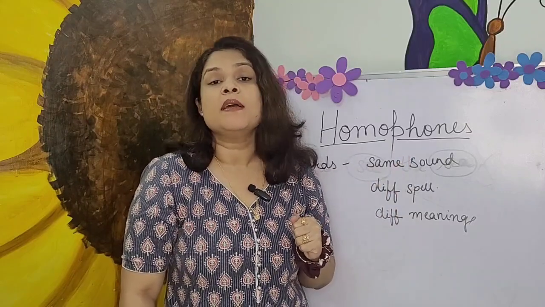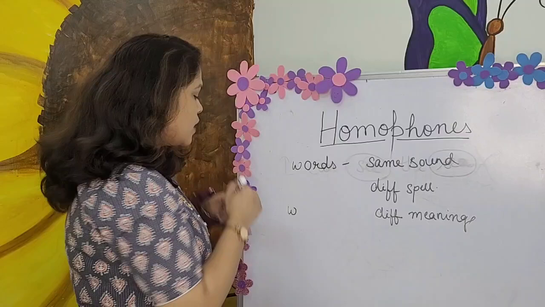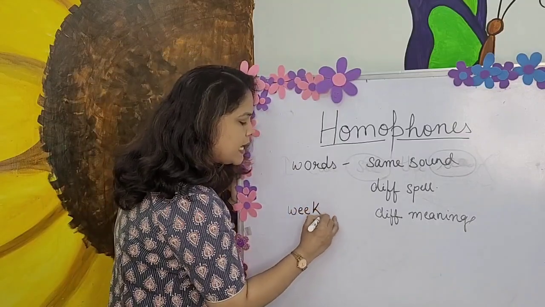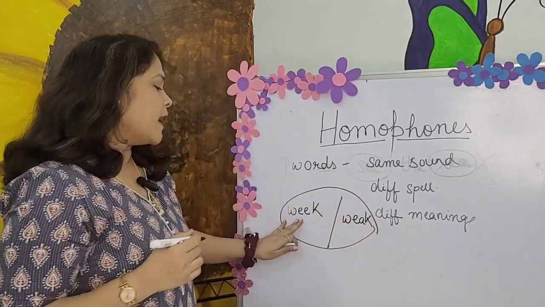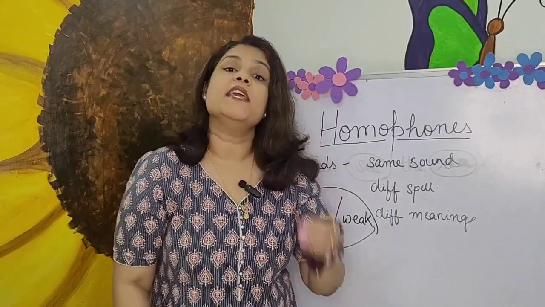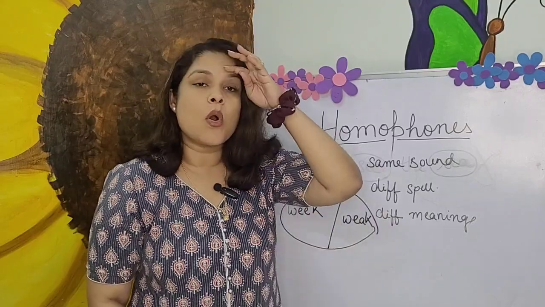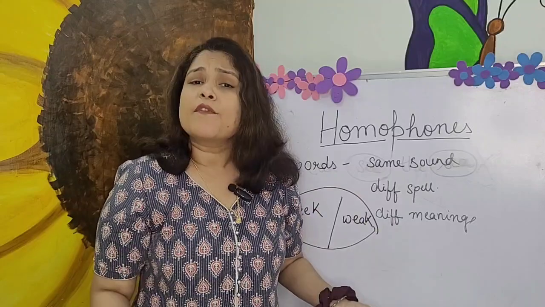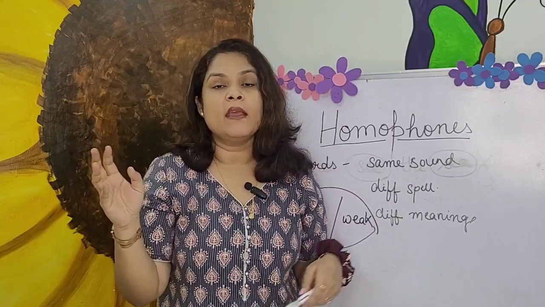If I give you one more example, week, which is, let me use another pen, W-E-E-K, week, and W-E-A-K, weak. Okay. So W-E-E-K, week, is basically representing the 7 days of a week. And W-E-A-K, weak, means that we all feel weak when we suffer from fever or any other ailment that we have. So now if I say there are 7 days in a week and I write the spelling W-E-A-K, the sentence has no meaning at all, correct?